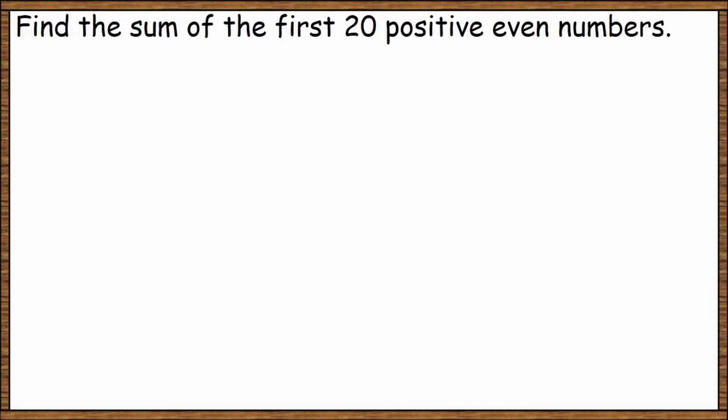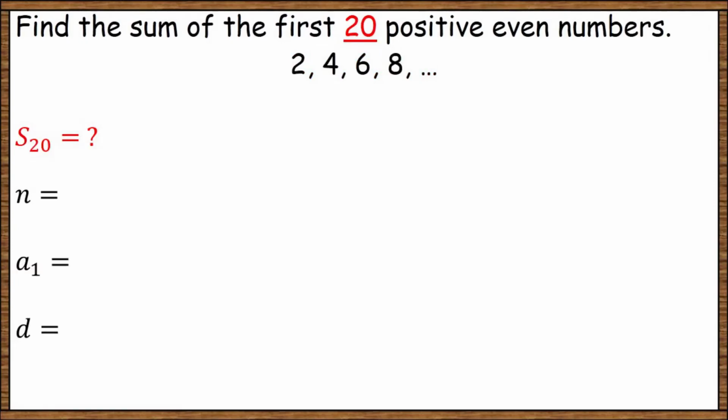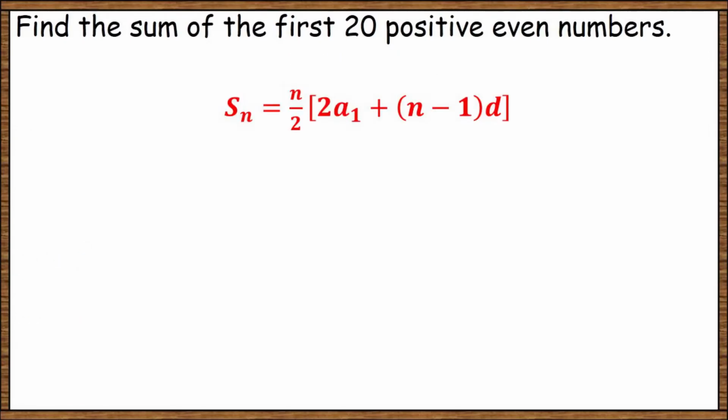Exercise number 5. Find the first 20 positive even numbers. Ang sequence na 2, 4, 6, 8, and so on ay parte ng first 20 positive even numbers. Tingnan natin ang mga given. S sub n ay magiging S sub 20. Ang n natin ay 20. Ang first term ay 2. Habang ang common difference ay 2. Dahil given ang common difference, yung unang formula ang gagamitin natin.